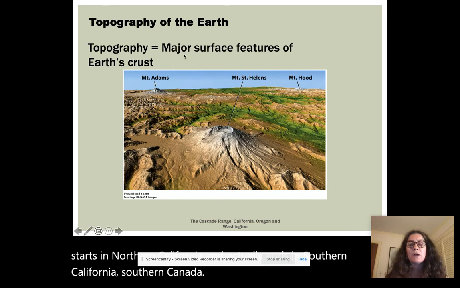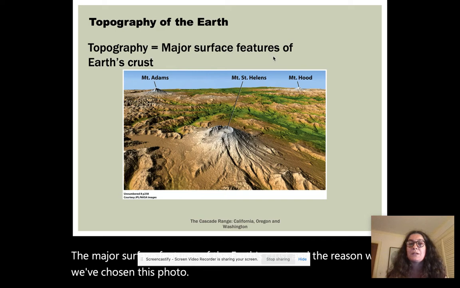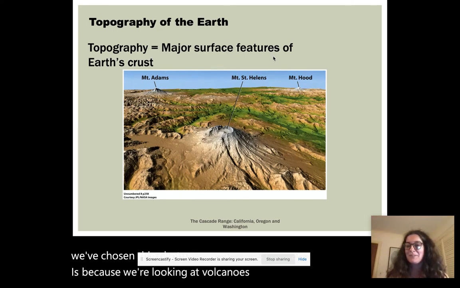And topography stands for the major surface features of the Earth's crust. And the reason why we've chosen this photo is because we're looking at volcanoes. And I happen to think that volcanoes are a lot of fun.